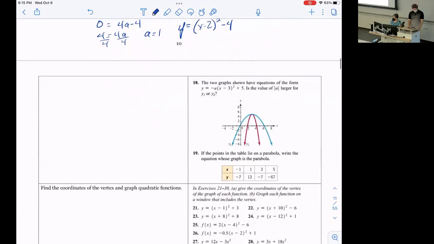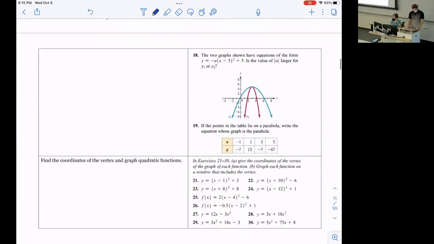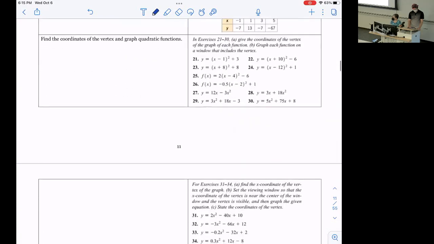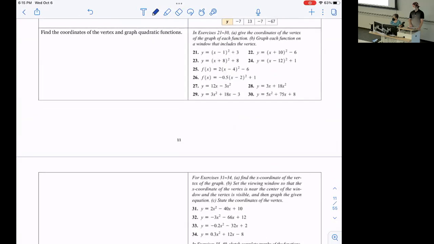Okay, did anybody need to see 18 or 19 worked? Awesome. So it says, find the coordinates of the vertex and graph the quadratic functions. As it says in our instructions, give the coordinates of a vertex and graph each function on a window that includes the vertex. Any questions on those? Yeah.